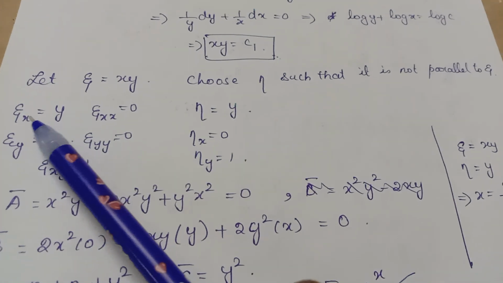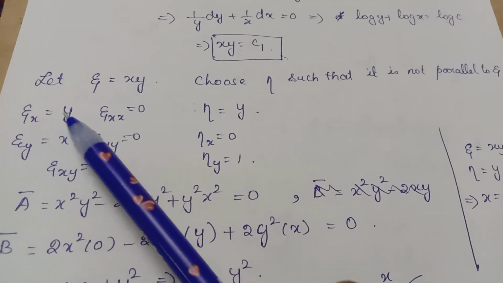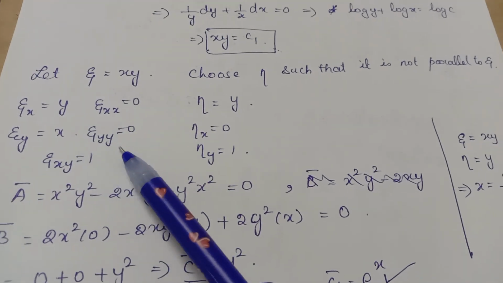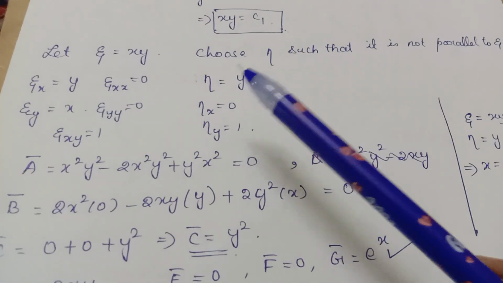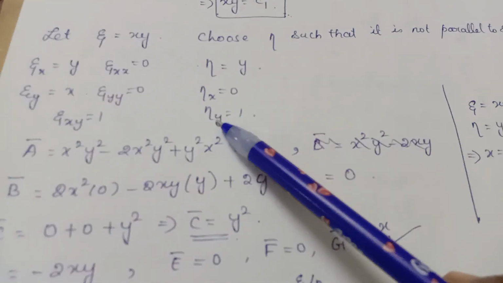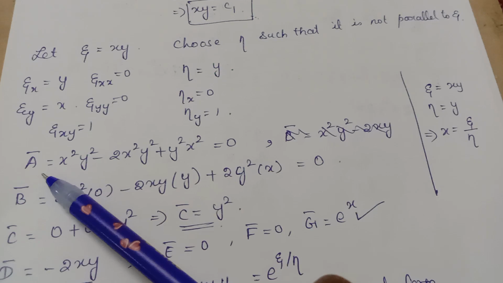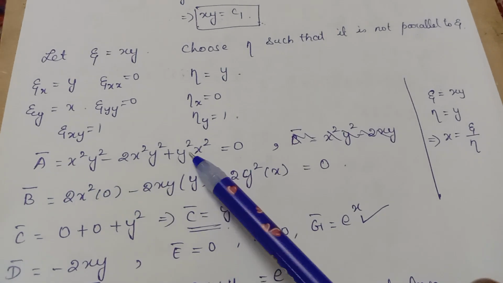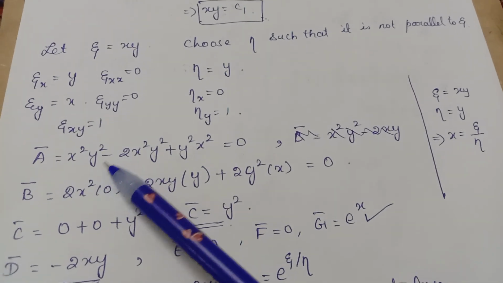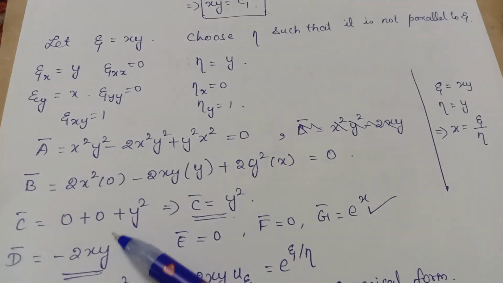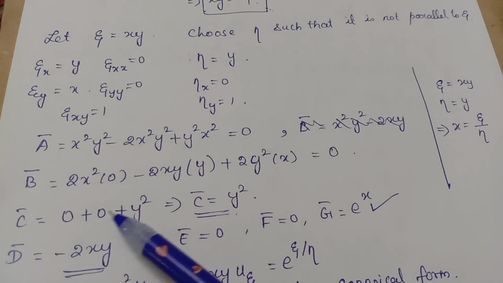Find the first order derivatives. Psi x is equal to y, and psi y equal to x, and psi double x equal to 0, and psi double y equal to 0. Right. Here eta x equal to 0 and eta y equal to 1. Now a bar equal to, for a bar what will you do? Put a, b, c, and then here eta x square, here eta x eta y, here eta y square.